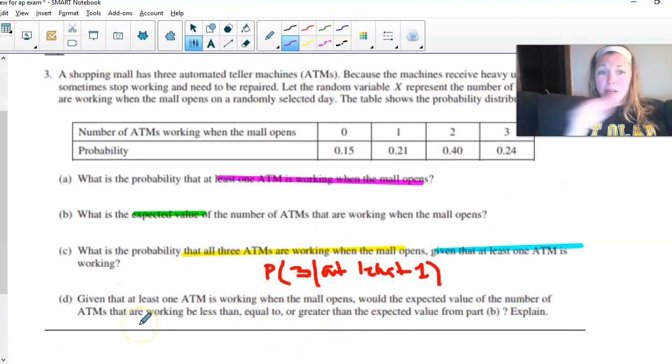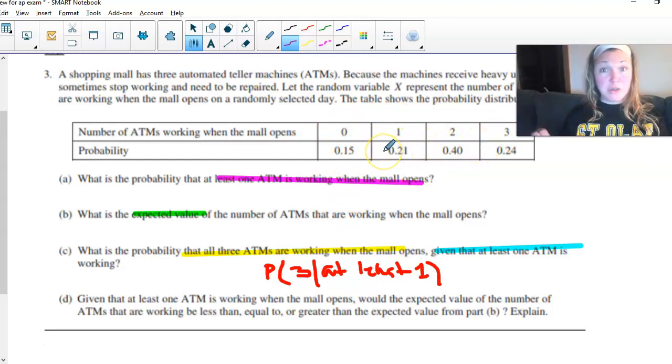Here, let's talk about random variables. This one's just saying, hey, can you read a chart? At least one of the ATMs is working. So you could say at least one would be 0.21 plus 0.40 plus 0.24 or 1 minus 0.15. Expected value, I've talked a bit about that. Okay, so make sure you know where that is on the formula sheet. But really what you're doing is you're multiplying these all together and then you're adding them up.